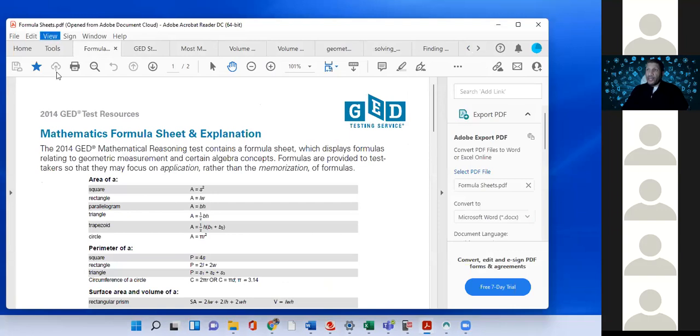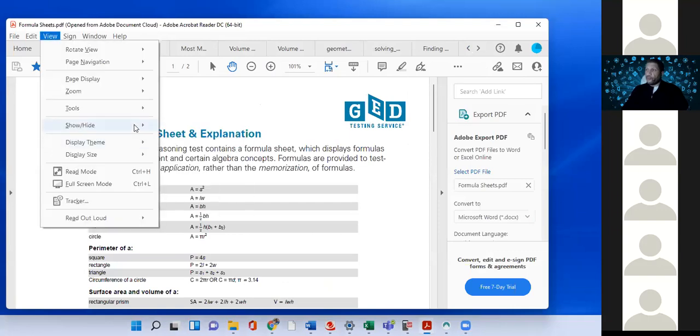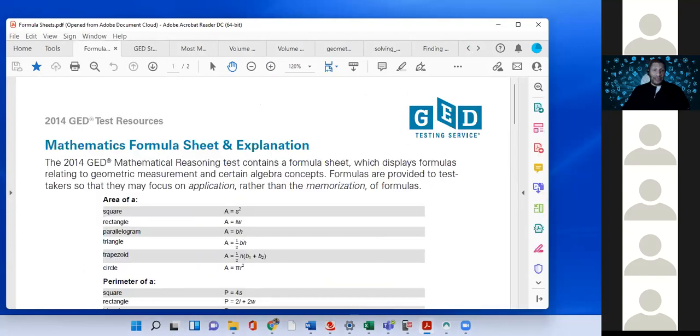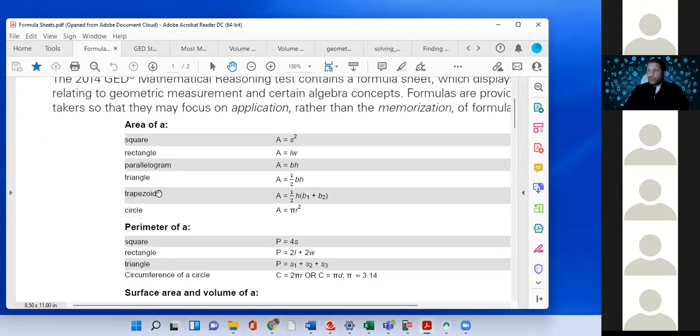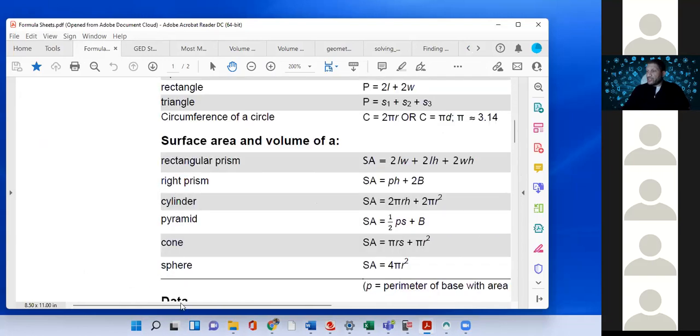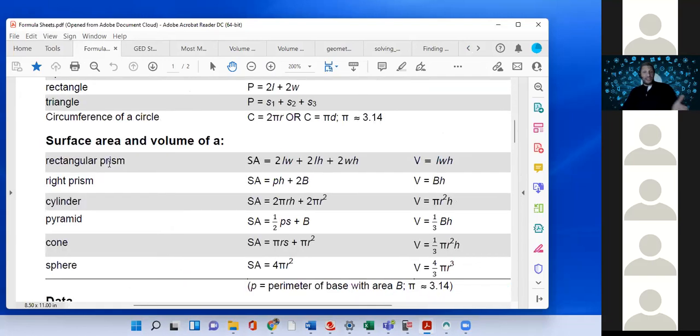This calculator and this formula sheet are your friend. When you practice, you should have both out. You should have scrap paper, your formula sheet, and your calculator every single time you study math, right? Because it's telling you what to do. So if we look at this second section, it says surface area and volume of a rectangular prism, a right prism, a cylinder, a pyramid, a cone, and a sphere.